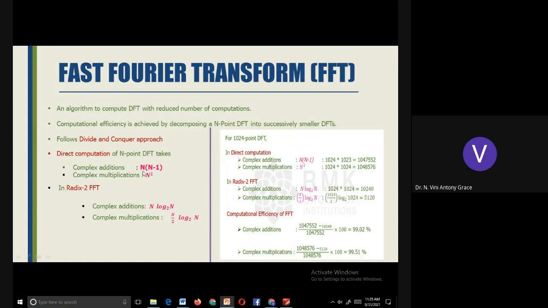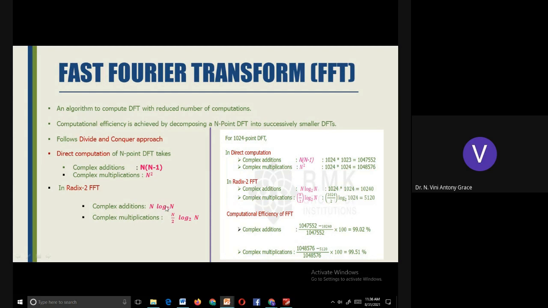Have you noted this down? Likewise, if I use the FFT method, we have radix 2, radix 4, and many other radixes. In your syllabus only radix 2 FFT is mentioned. If I perform the same N-point DFT using radix 2 FFT, radix being the base, the number of complex additions required is N log base 2 N, and the number of complex multiplications required is N by 2 log base 2 N, where N corresponds to the number of points, 8 point, 4 point.